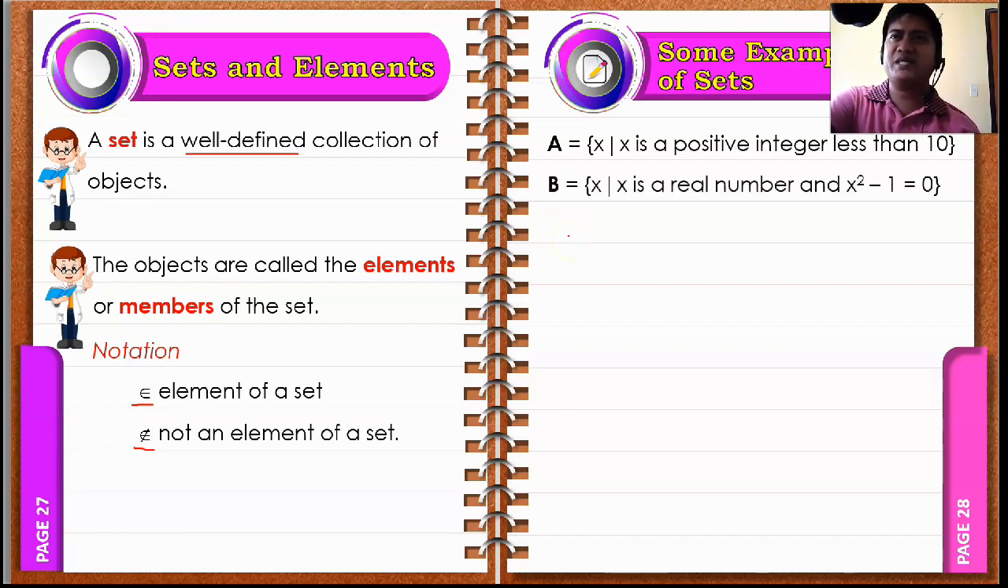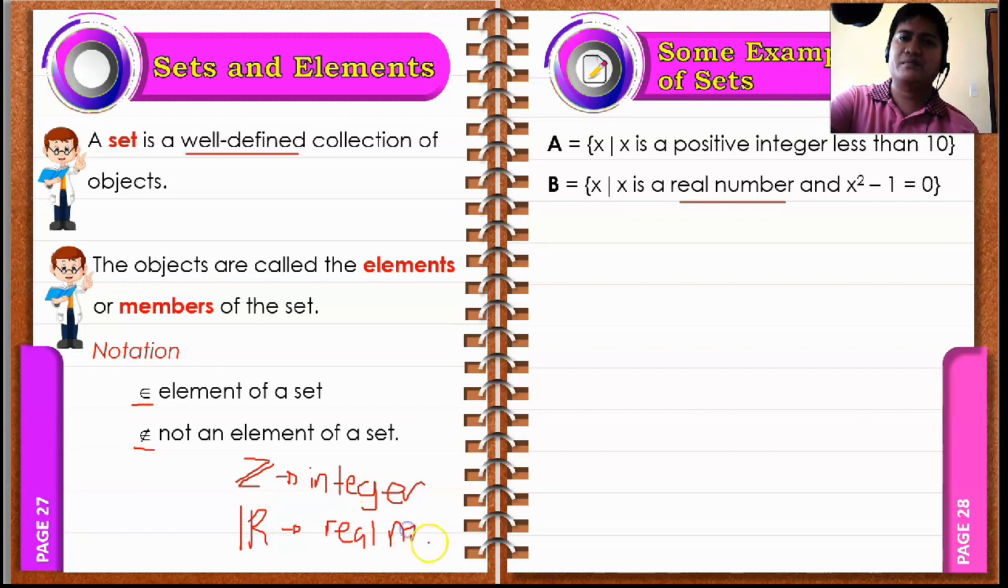Another example, we have set B equals the set of all x such that x is a real number. By the way, in sets, it's very important that you're familiar with some terms or symbols that we'll be using. If you have the symbol Z, this stands for integers, and R stands for real numbers. This is just a review. So x is a real number, so if we compute this equation, we get x equals positive and negative 1. Those are the elements of set B.